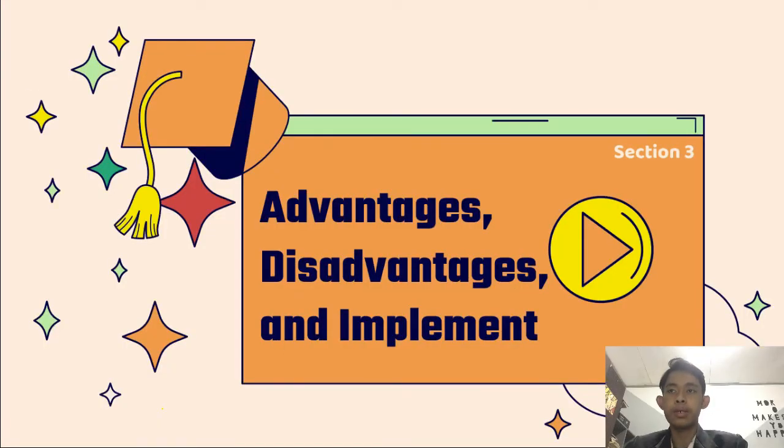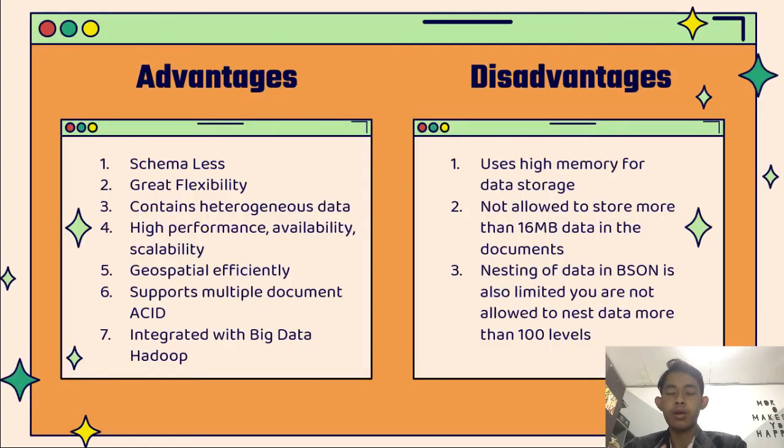Okay, next are the advantages and the disadvantages. For the advantages, first is schemaless, second is great flexibility, third is heterogeneous content data, fourth is high performance, availability, and scalability, fifth is geospatial efficacy, sixth is support for multiple document transactions, and seventh is integration with big data Hadoop.